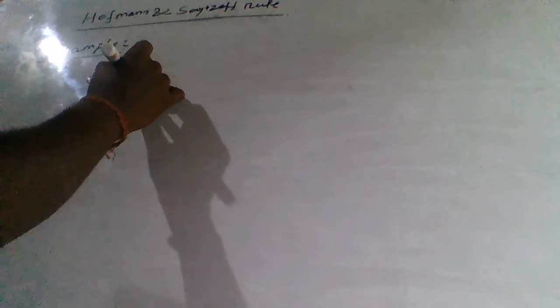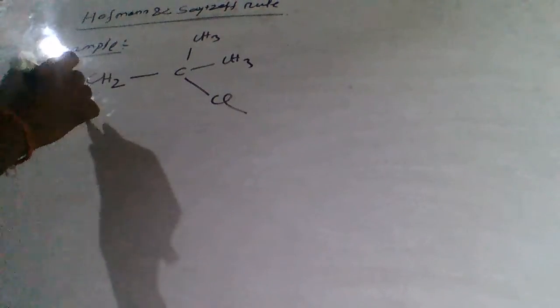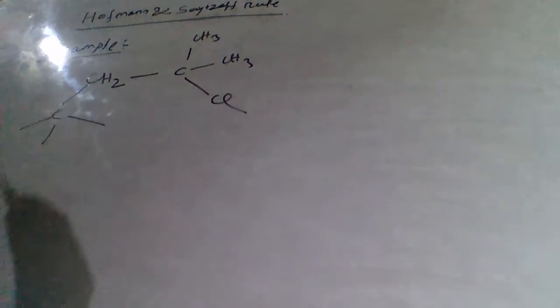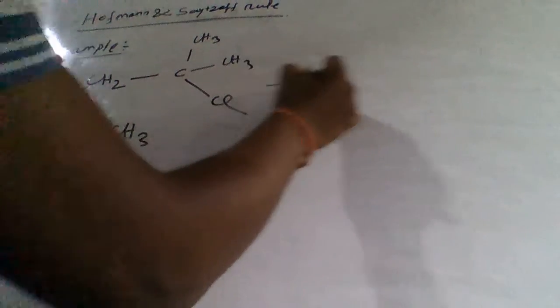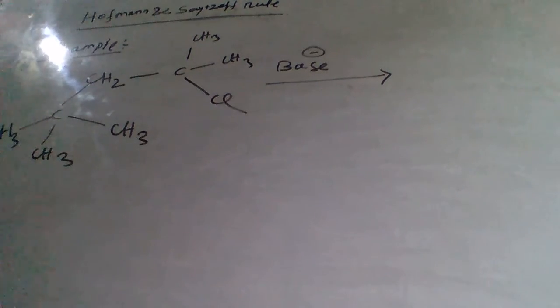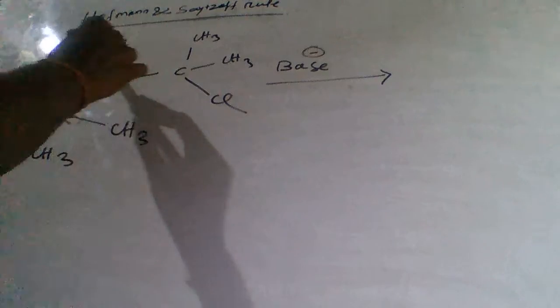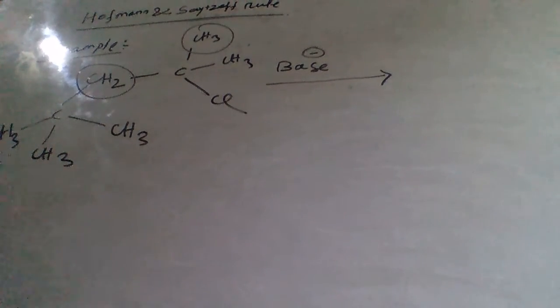Another example we'll take. This is the example when this molecule is treated with base, and maybe you are thinking what it will form. Here two products are possible. The base can abstract this proton and also this proton, and two products are possible. Which will be the major product?